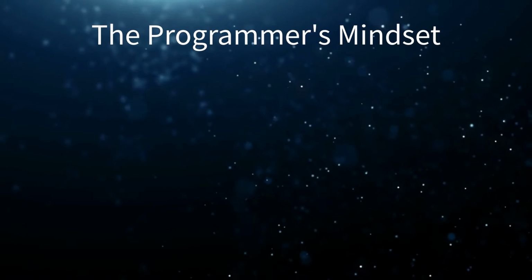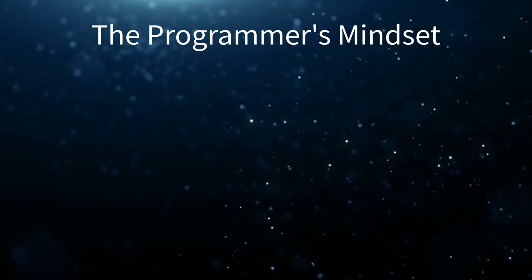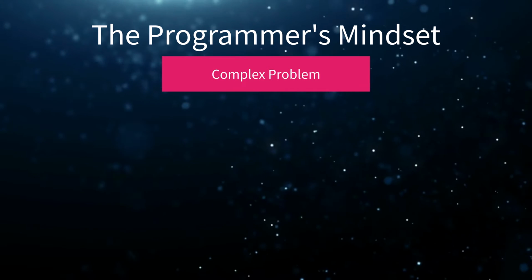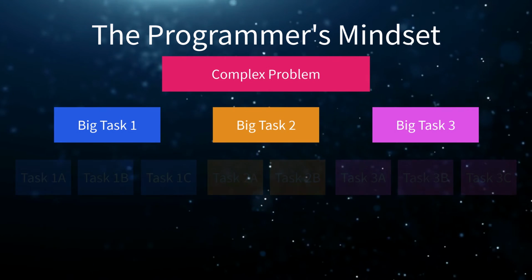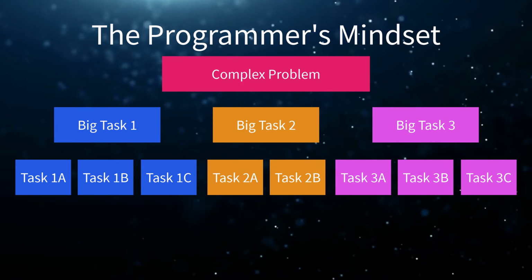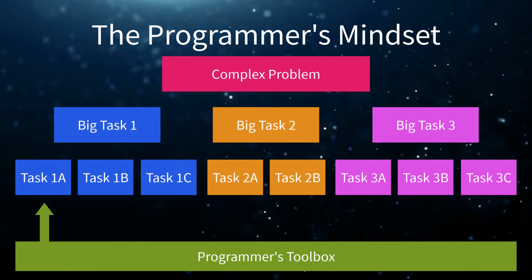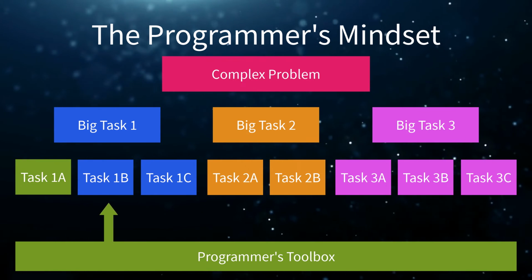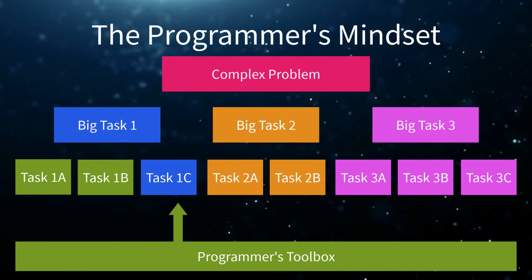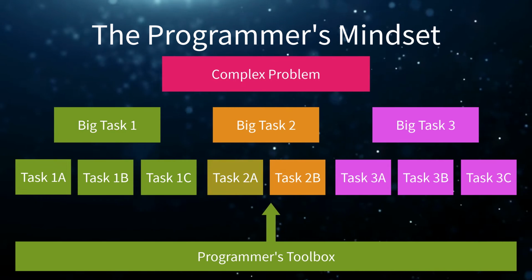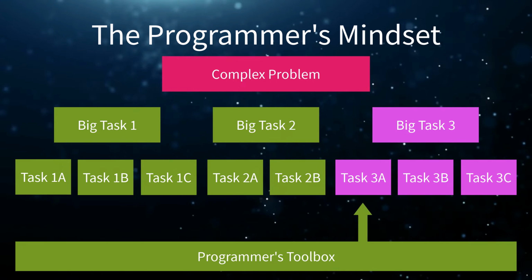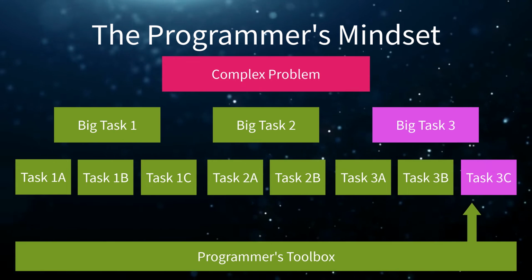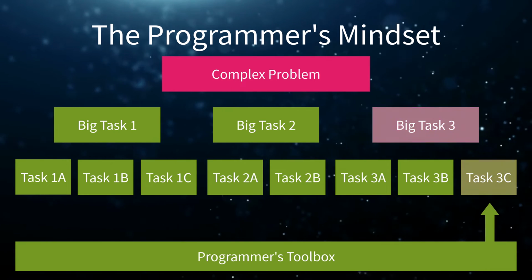So then, what is the programmer's mindset? The programmer's mindset consists of taking a complex problem or task and breaking it down into simpler, smaller tasks. Then, the programmer can begin solving each smaller task via code to eventually solve the entire problem. And that is, at a high level, what you must learn to be a good programmer. You must learn to break down complex problems into smaller tasks that you can solve with the tools or building blocks that we learned about throughout the course.